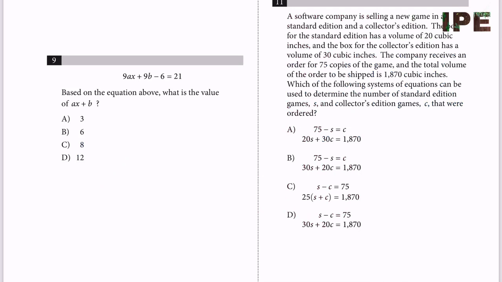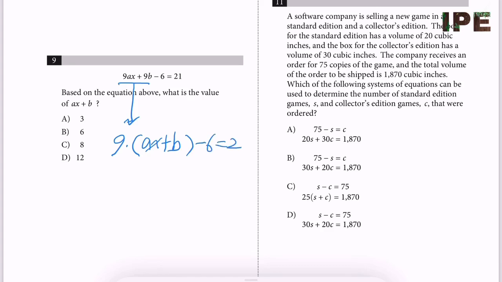9. 9ax plus 9b minus 6 equals 21. Based on the equation above, what is the value of ax plus b? Alright, we cannot find a or b, or even x. So we can find just ax plus b, the value of that expression at one time. So how can you make ax plus b? Because look at this part. What is the common factor? 9. If you take out 9, what's inside the parenthesis is going to be ax plus b.